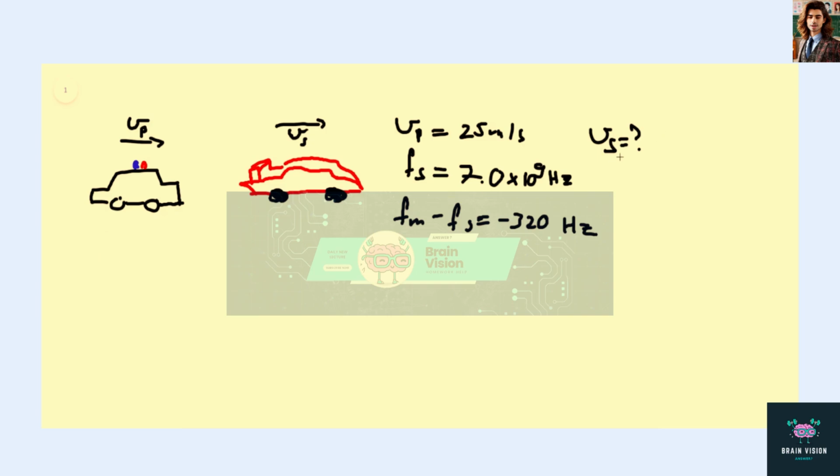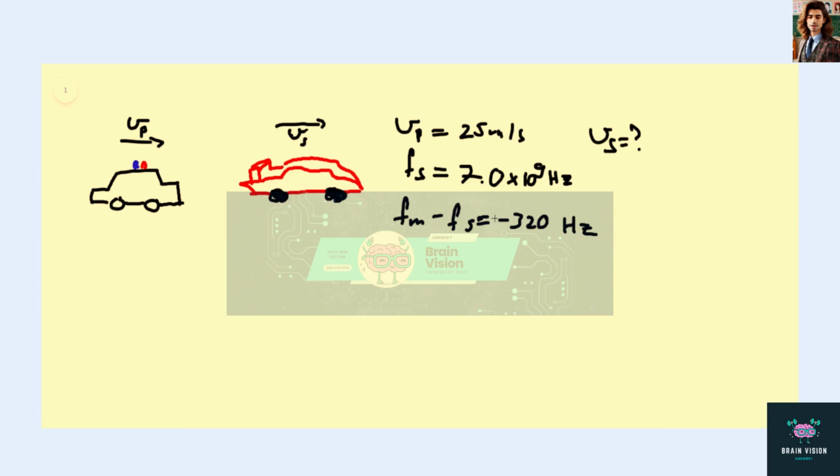We're asked to find the velocity of a speeder who is being tailed by a police car that is moving at 25 meters per second relative to the ground, and it's emitting an electromagnetic wave of frequency 7 times 10 to the 9 hertz. And when the wave hits the speeder and returns to the police car, they measure the difference between the emitted value of the frequency and the incoming value of the frequency to be a difference of 320 hertz.